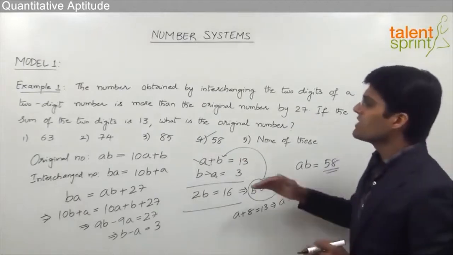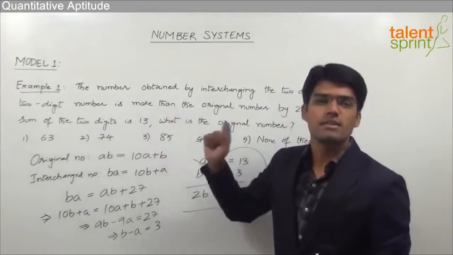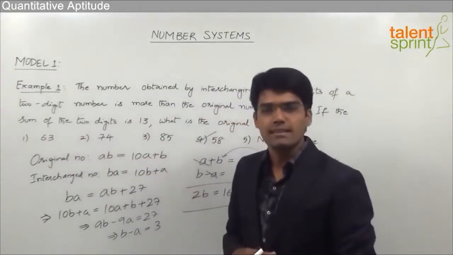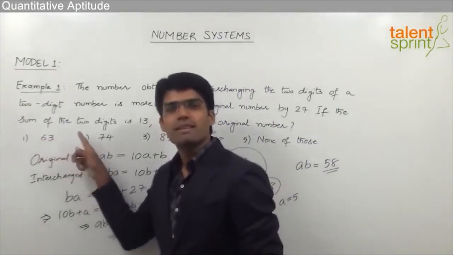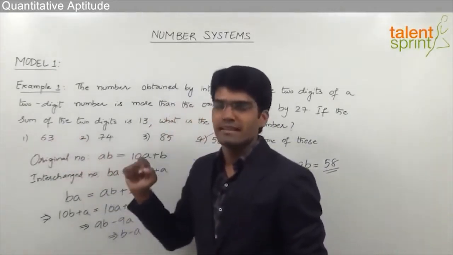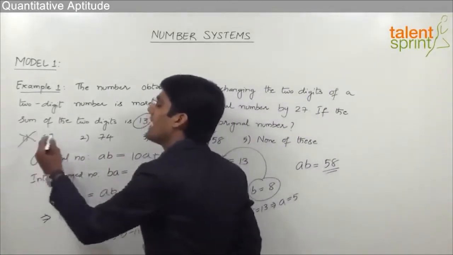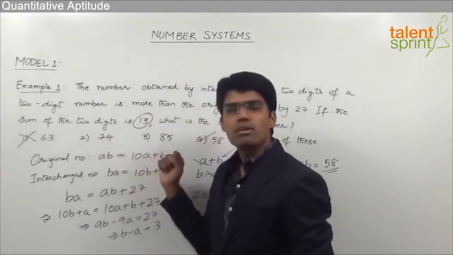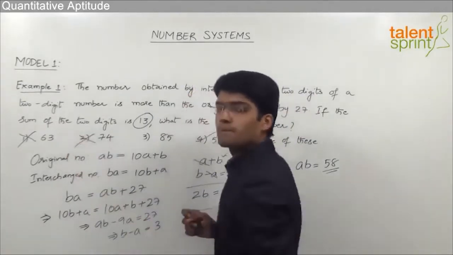We will first try to check the condition, that is sum of the two digits is 13. Why? Because this is easy to verify. So let's now check which option has got sum of the digits as 13. If you look at option number 1, 63 is the number. Now 6 plus 3, that is the sum of the digits, is 9. But since we want the sum of the digits to be 13, option 1 cannot be the answer. Similarly, if you look at option 2, 7 plus 4 is 11, which is not equal to 13. So even option 2 gets cancelled.